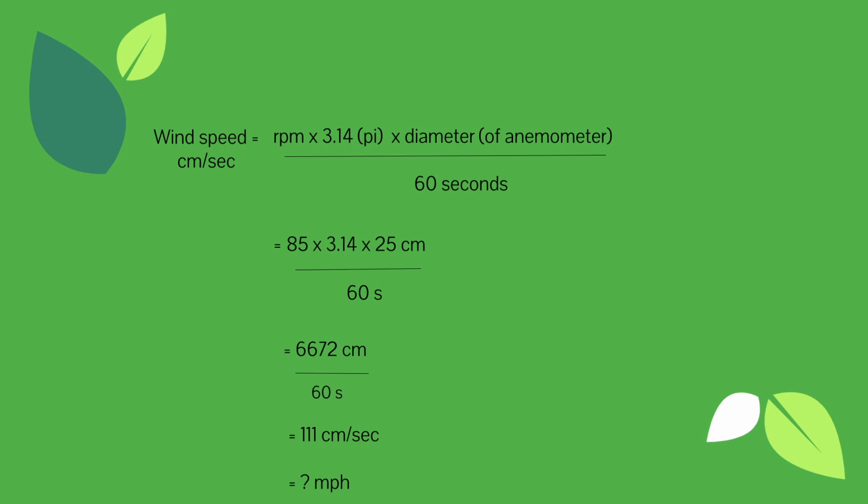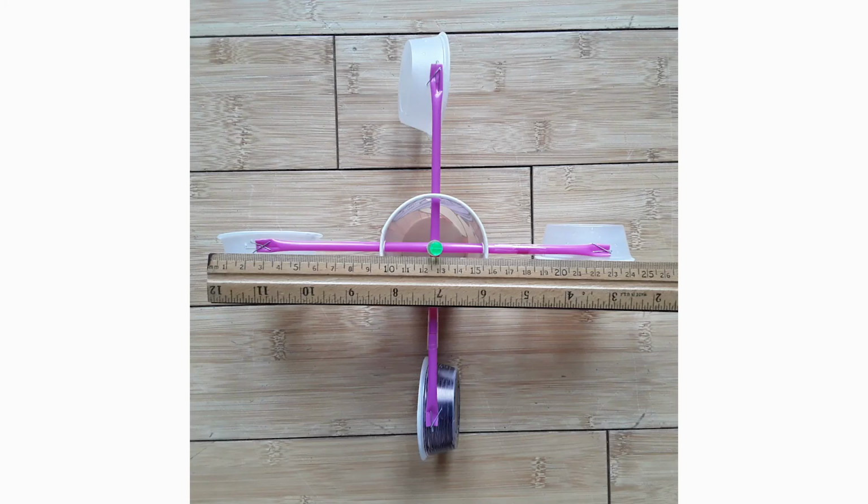If you're curious what all those revolutions mean in wind speed, here's a fun equation you can use. Look at the equation at the top of the page. All you need are your revolutions per minute times pi, which is a constant at 3.14, times the diameter of your anemometer divided by 60 seconds. So I went back to my anemometer and I measured from cup to cup and I came up with 25 centimeters.